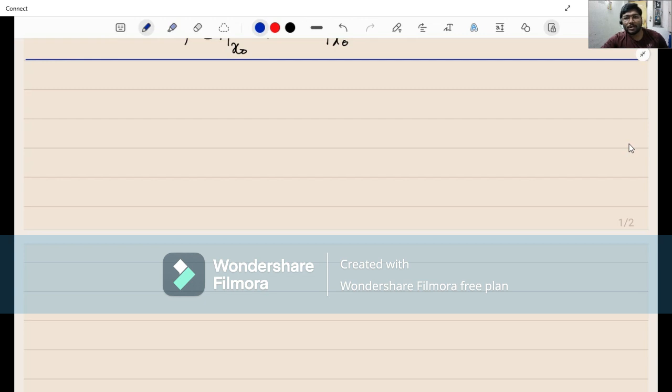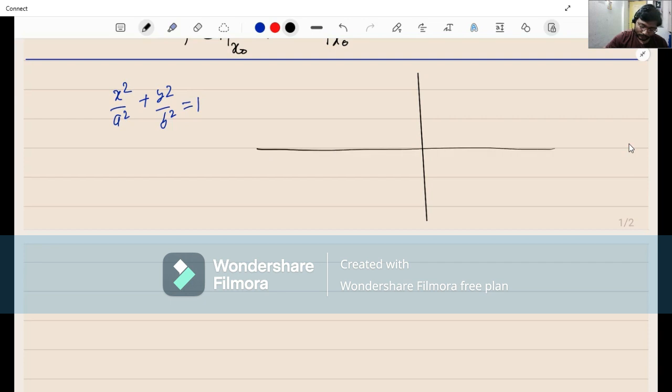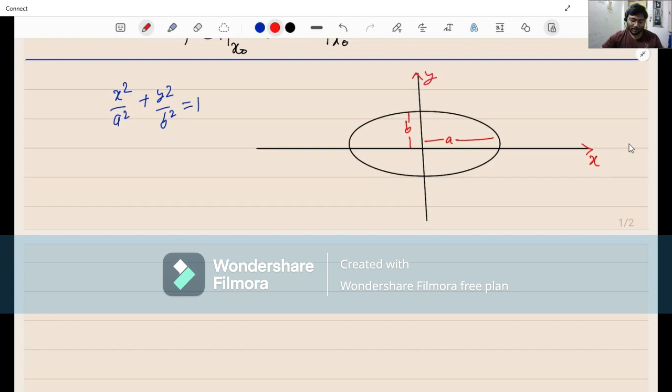So what is the equation of the ellipse that we see here? It is x square by a square plus y square by b square equal to 1. And the figure looks like this. You draw the ellipse like this, where this is the semi-major axis, this is the semi-minor axis, and this is the x and y axis.